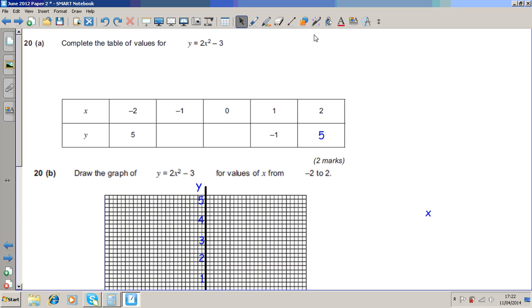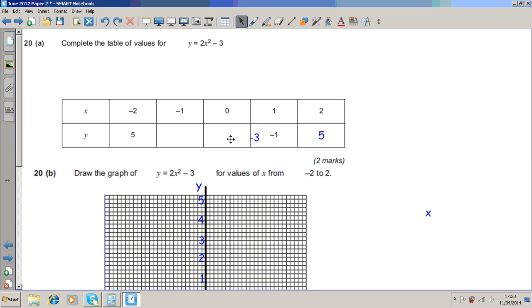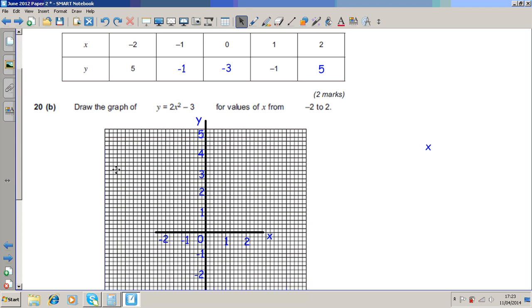0 squared is nothing, times 2 is nothing. Take away 3 is minus 3. Now minus 1 squared is 1, times 2 is 2, minus 3 is minus 1. And you know you've got it right if you can see some sort of mirror going on there, some sort of pattern. Now plotting the points.